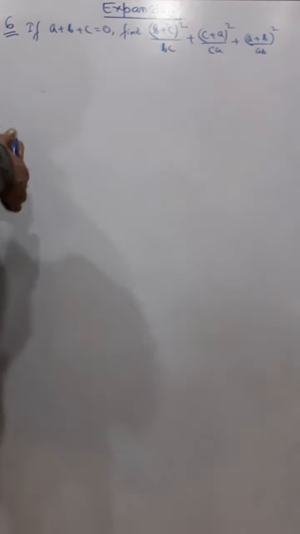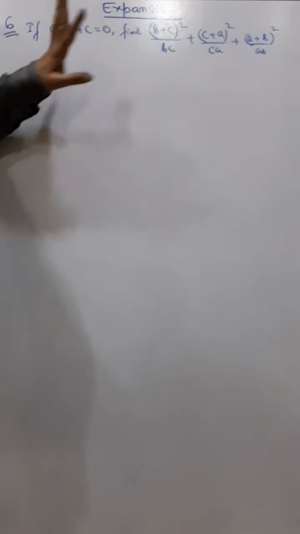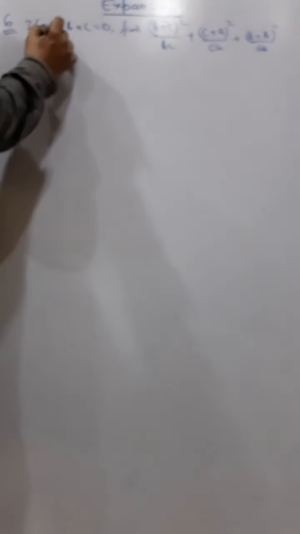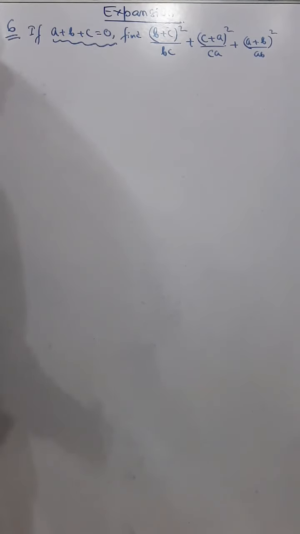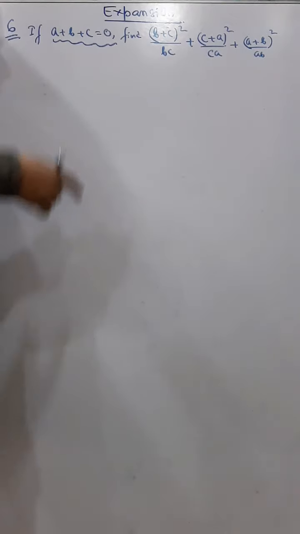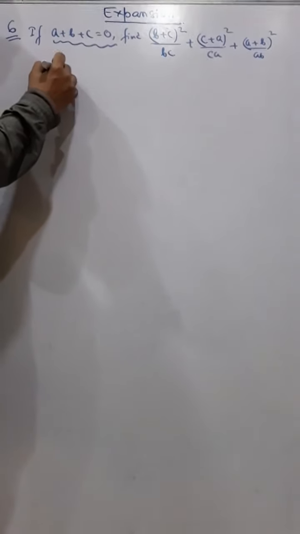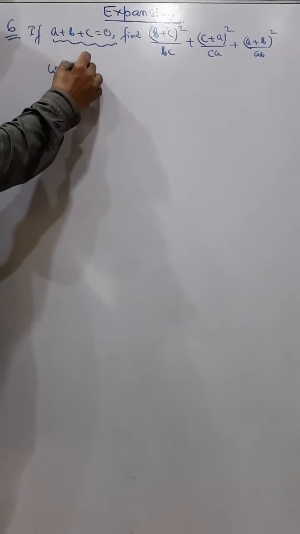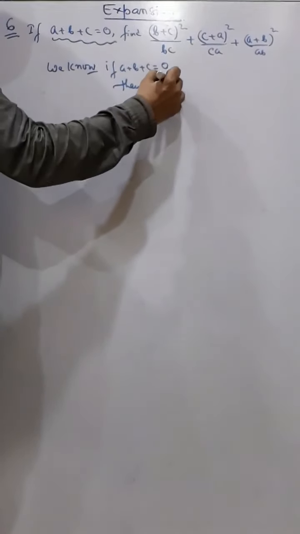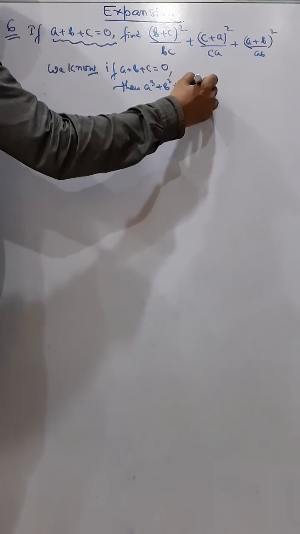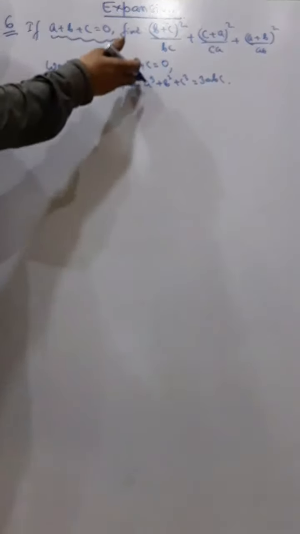Okay, here they have given if a plus b plus c equals 0, then find the value of this. So you can understand certainly that when this is given, then naturally a cube plus b cube plus c cube equals 3abc. That means we have to use this anywhere. So we'll start like this: we know that if a plus b plus c is equal to 0, then a cube plus b cube plus c cube is equal to 3abc. Okay, so this will be required later.